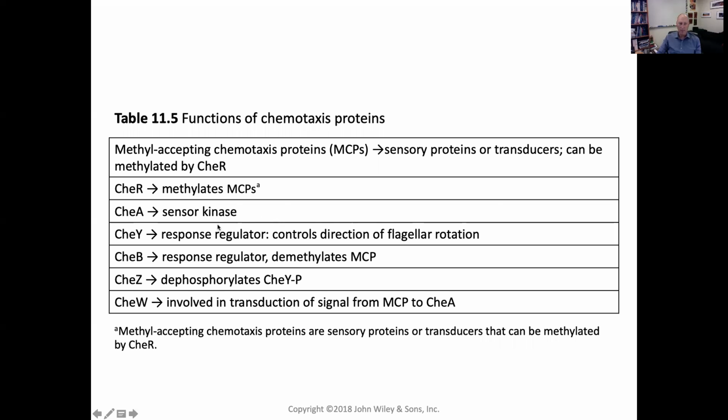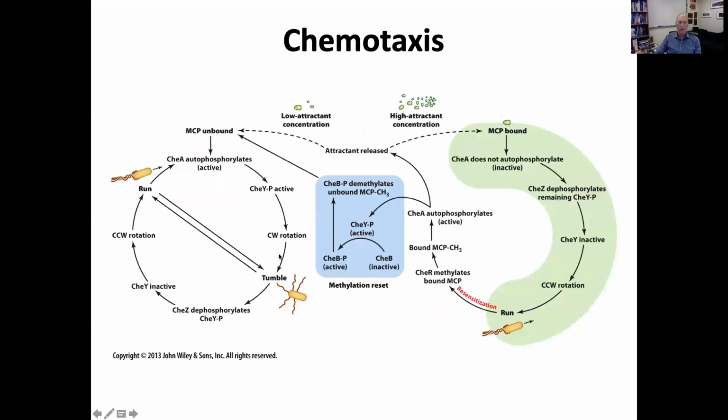So let's talk briefly about what these other ones do. What's going on with the methylation? I told you that MCP stands for methyl-accepting chemotaxis protein. So that methyl comes from CheR, but it can be removed by CheB. Why is that important? Well, here we go. You have two sides here: when there's not much attractant and when there's lots of attractant.